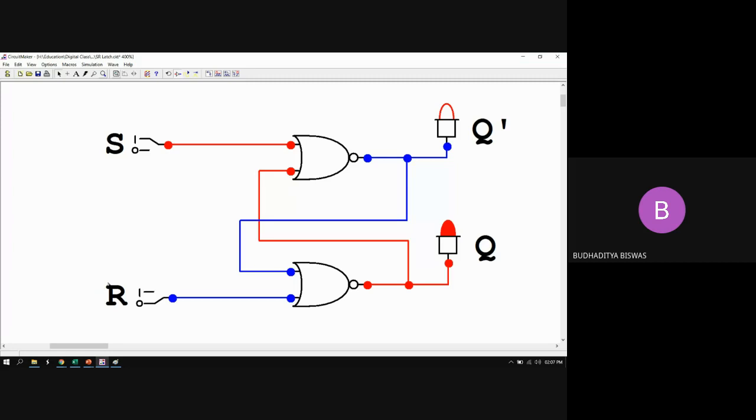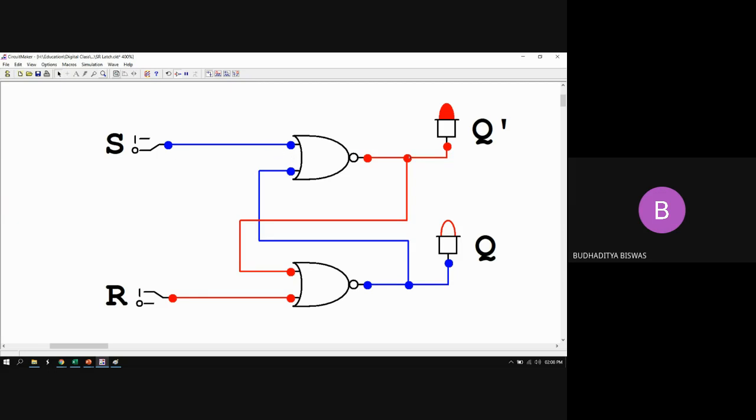Come to the another combination. I give R equal to 1, S equal to 0. Now tell me what about the output? Output is actually showing here, but you need to tell me. So R equal to 1 means Q equal to 0. Very good. So R equal to 1 means Q equal to 0, definitely, because if one of the input is 1, then the output is definitely 0.